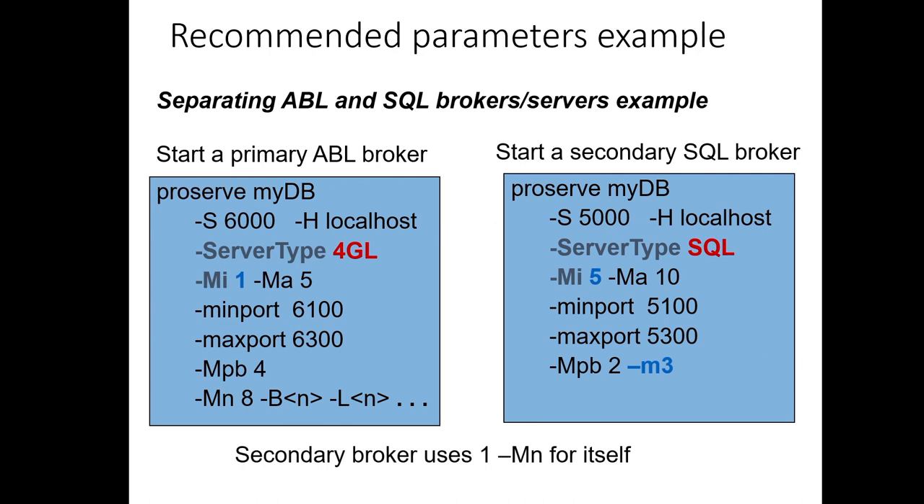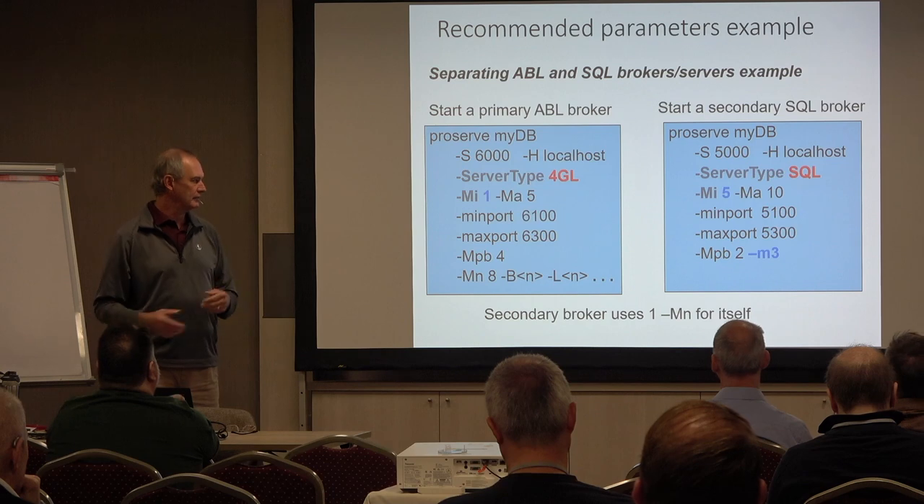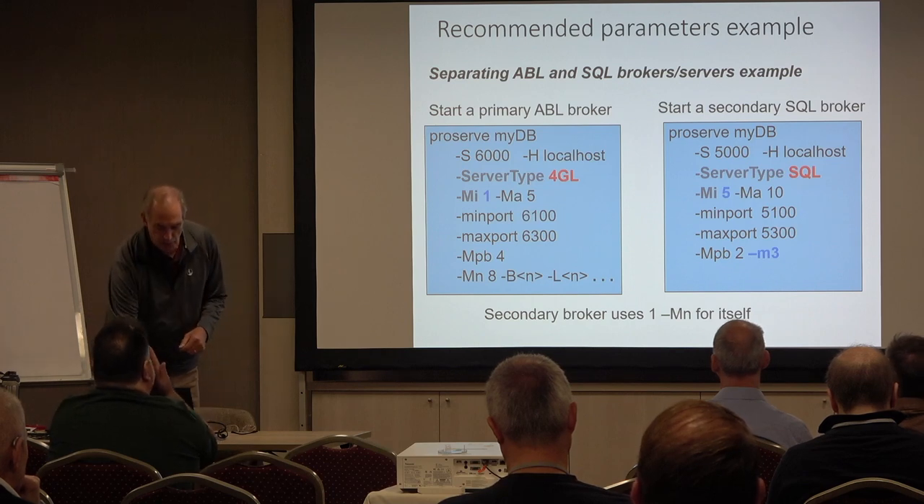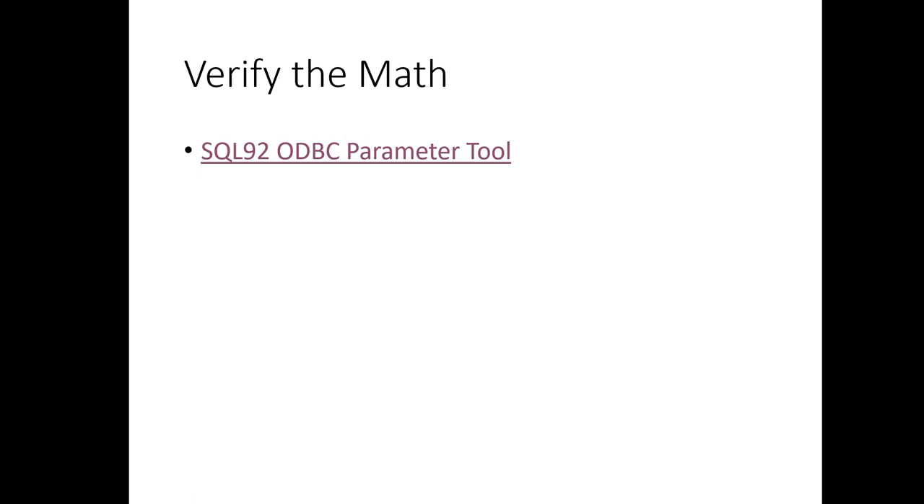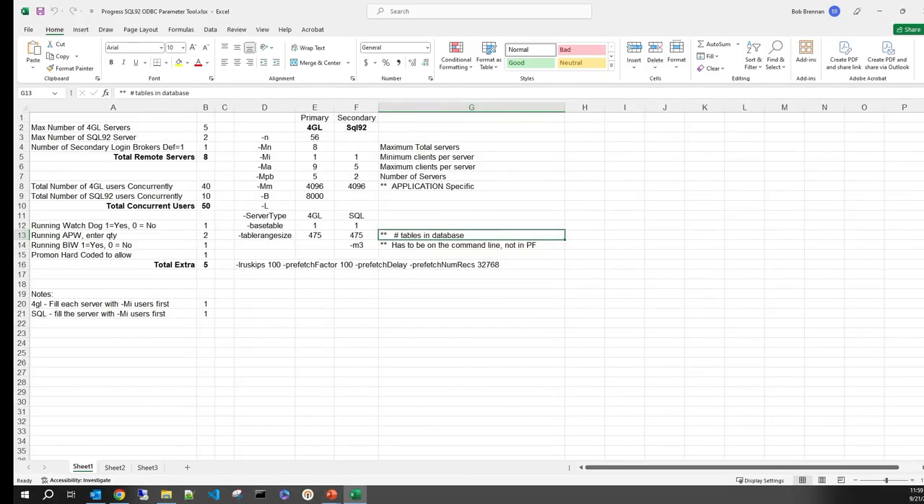The secondary broker uses 1 minus MN for itself. So part of this now, when you have this more complicated environment, we need to be able to manage it. So we have just a little tool that we used when we go into a customer site and talk to the DBAs about how many 4GL servers, how many SQL servers, there's one extra broker. We use this to try and define what the startup parameters are going to be so that the math works.